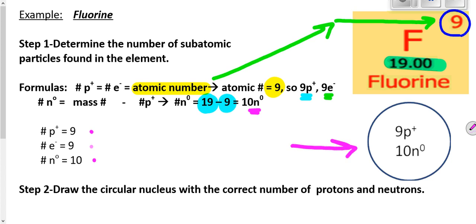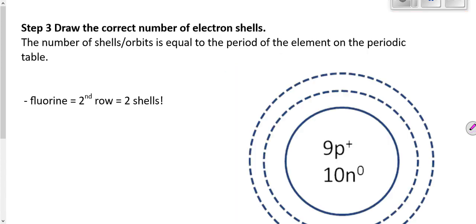Protons and neutrons go in your nucleus. We need 9 P pluses and 10 N zeros. Now I'm going to have to add the electrons. To add the electrons, I need to draw rings. Taking a look at fluorine, we find it in the second row, the second period, so I draw 2 rings. Remember that I'm going to need 9 electrons so that it's the same as these 9 protons, so that they'll cancel each other.